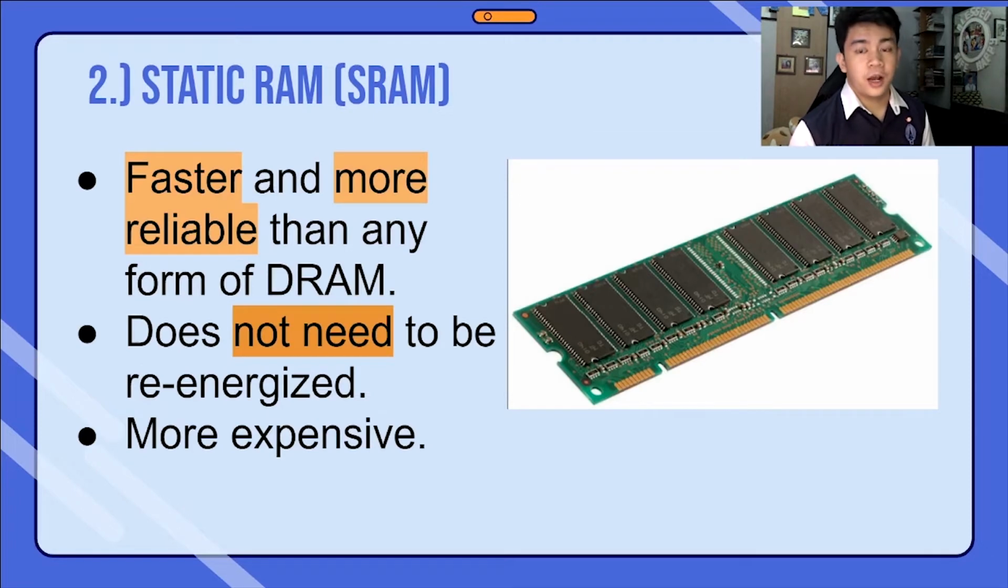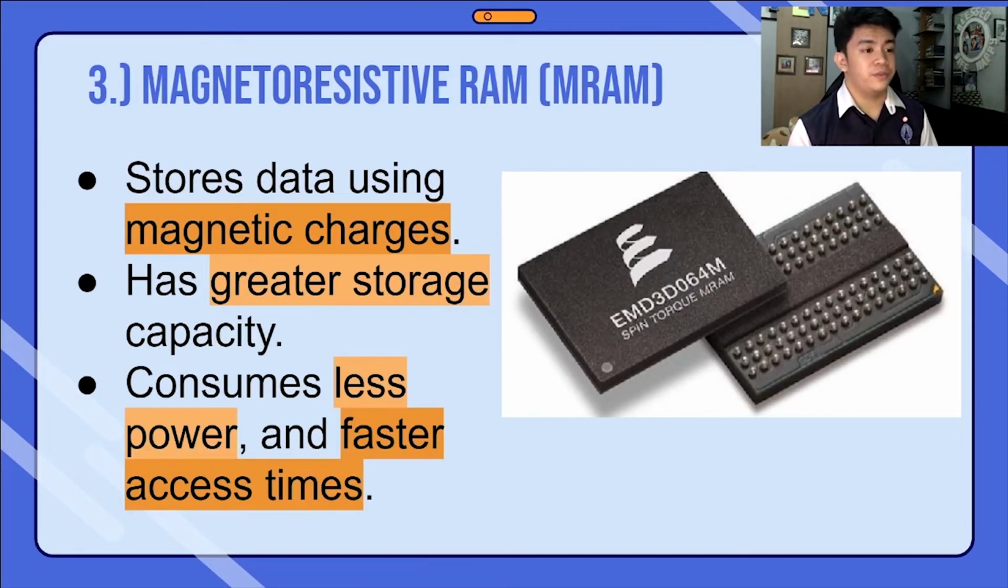Ang next step ng RAM ay ang static RAM or ang SRAM. This is faster and more reliable than any form of DRAM. Does not need to be re-energized or recharged, but this is more expensive and more may specific use siya. And the last type of RAM is the magnetoresistive RAM or the MRAM. This stores data using magnetic charges and has greater storage capacity. This consumes less power and faster access times.